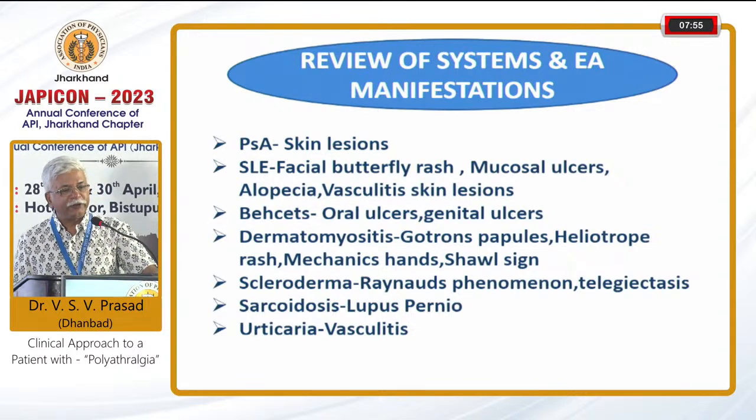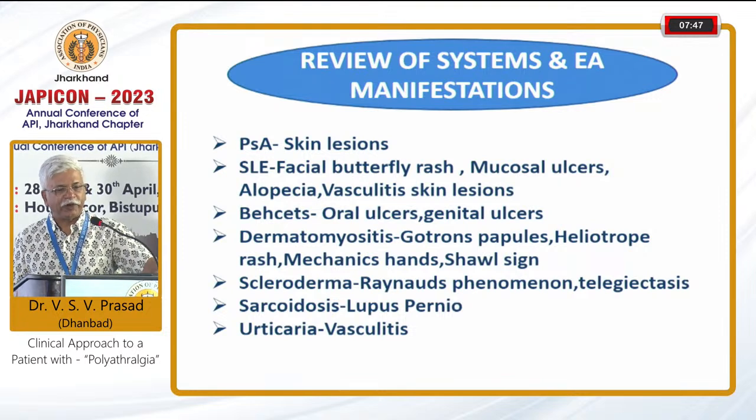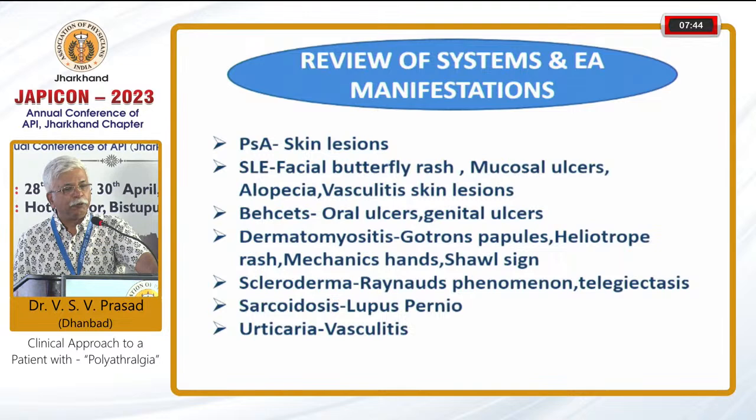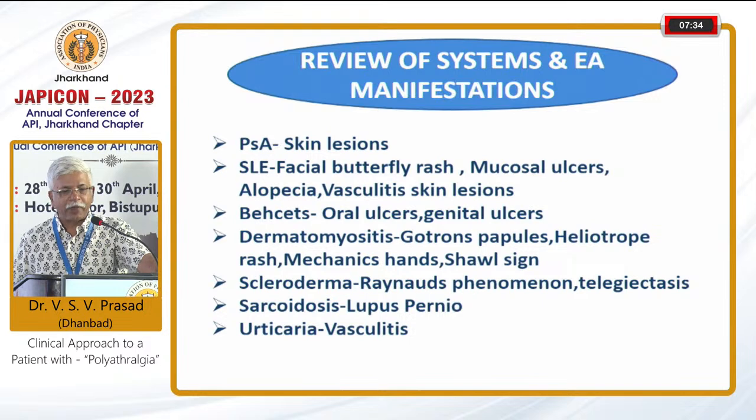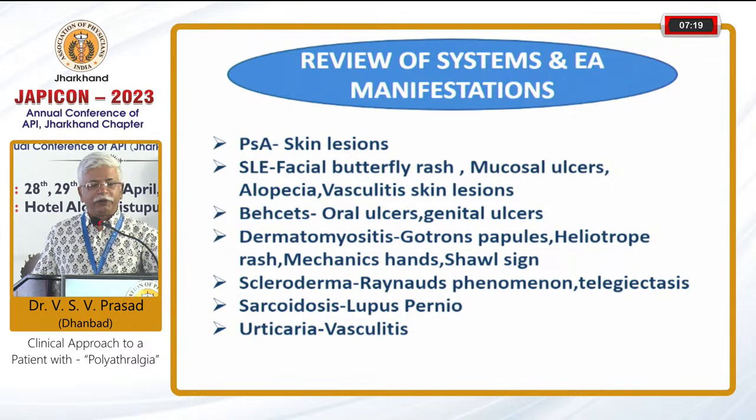In psoriatic arthritis, we would get several skin lesions, so we need to examine the skin very carefully. In lupus, of course, we get the typical facial butterfly rash. Mucosal ulcers, there will be alopecia, and there would be vasculitic skin lesions. In Behçet's, you would get oral and genital ulcers. In dermatomyositis, patient could be having Gottron's papules on the hand, heliotrope rash, the mechanic's hands, and the shawl sign. In scleroderma, we could come across Raynaud's phenomena, telangiectasia. A patient of sarcoidosis would present with lupus pernio. And in urticaria, patient would come to you with vasculitis.